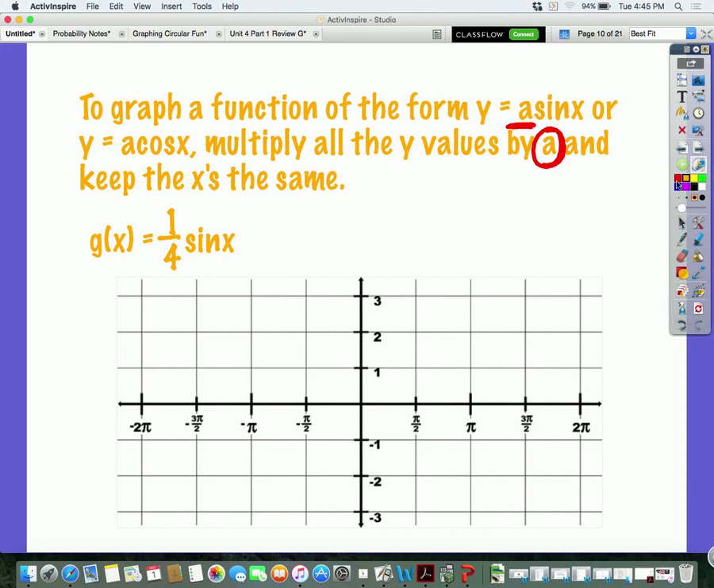So if we think about basic sine, at 0 we're at 0. We're at (0, 0). Then we're at (pi over 2, 1). Then we're at (pi, 0), (3 pi over 2, negative 1), then (2 pi, 0). All of these points are coming from the graph of the original sine function.